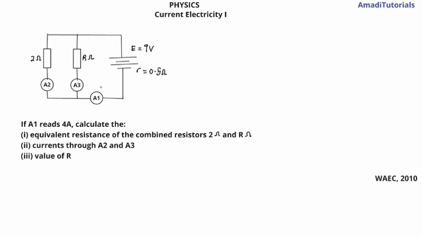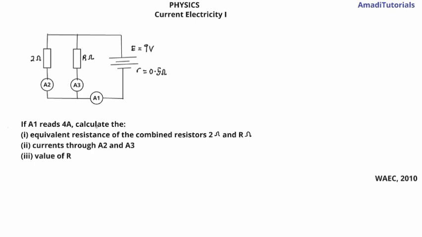So we have to first calculate the equivalent resistance in the circuit. Then the second one, we have to calculate the current through each of those resistors. Then the third one, we calculate the actual value of this resistor here labeled R ohms. So let's quickly start work.